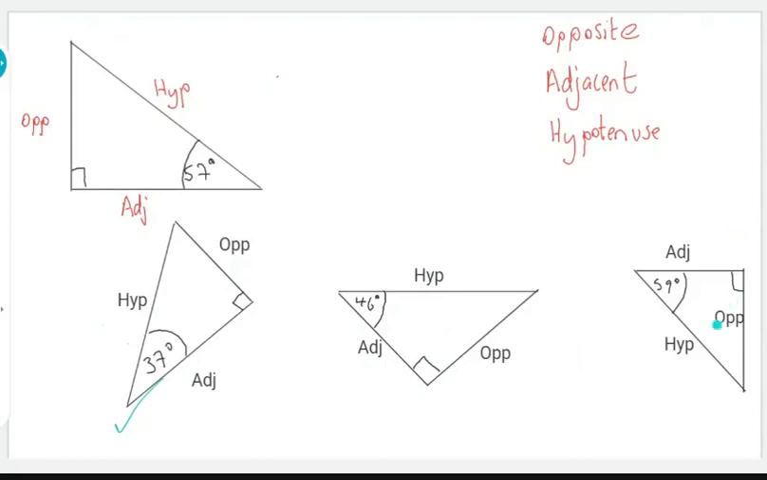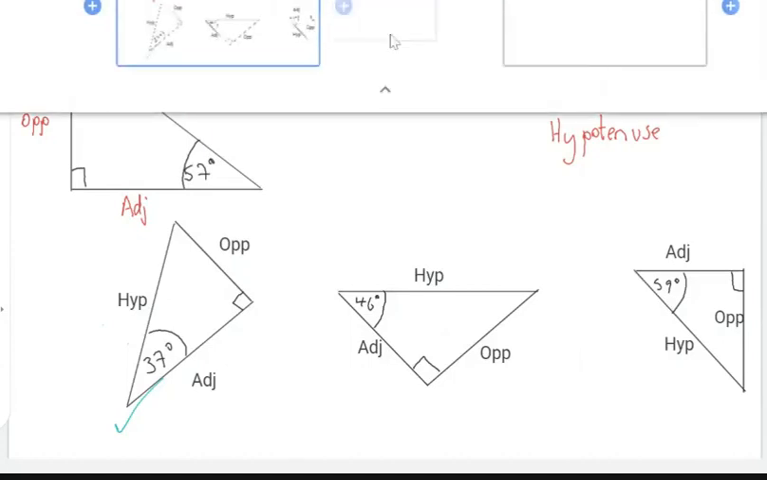Then in this next one, the opposite is opposite the 59 degrees. And the adjacent is, in fact, next to the 59 degrees, or in between 59 and the right angle. And the hypotenuse is opposite the right angle. So is that okay so far? Yeah. Okay.